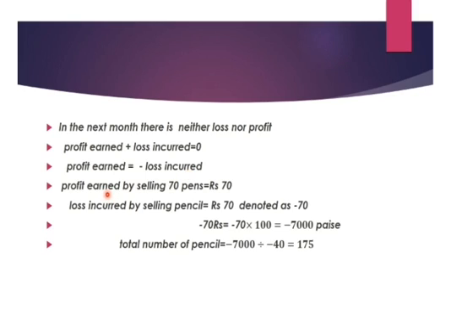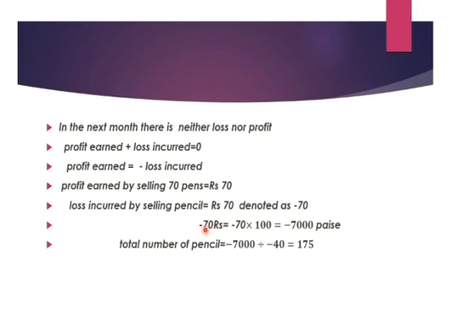Then profit earned by selling 70 pens is equal to 70 rupees. It means for 1 pen she has earned 1 rupee, then for 70 pens she has earned a profit of 70 rupees. Okay, then loss incurred by selling pencils is equal to 70 rupees. It's denoted as minus 70 because profit earned is equal to minus loss incurred. Both of them are equal, but the loss is denoted as minus 70. Anywhere, a loss or decrease is denoted as a negative integer.